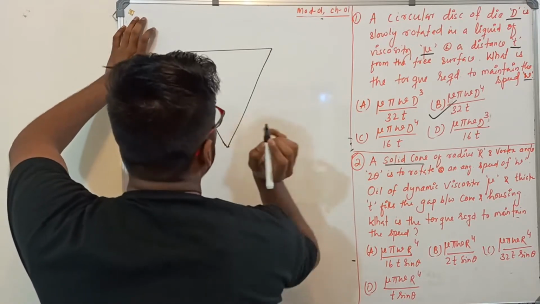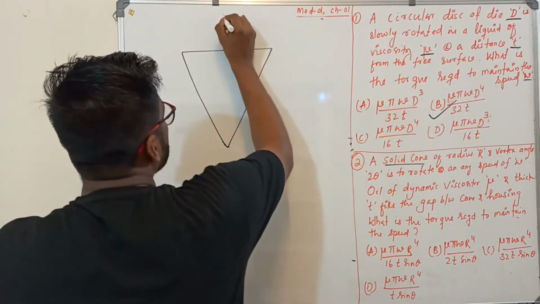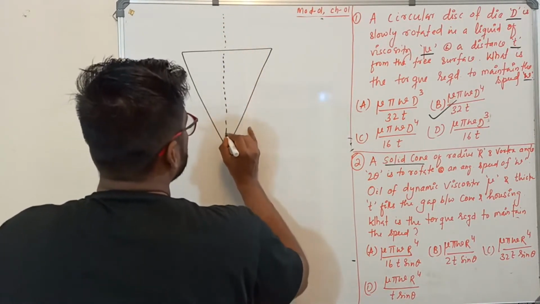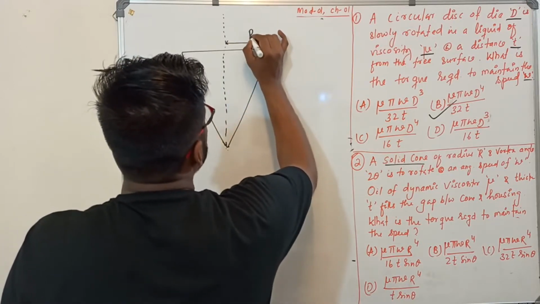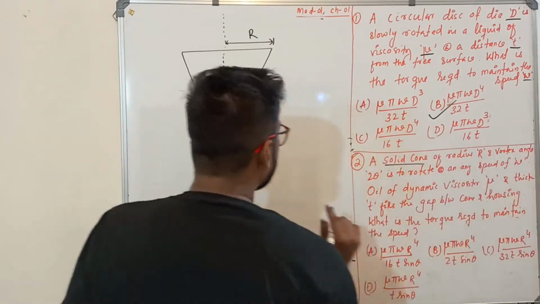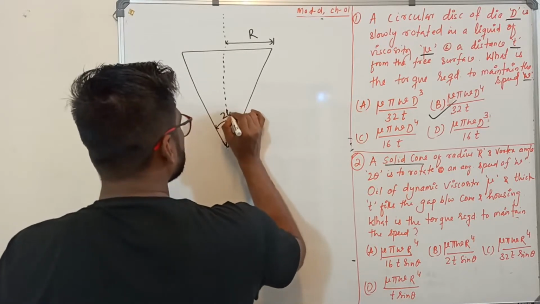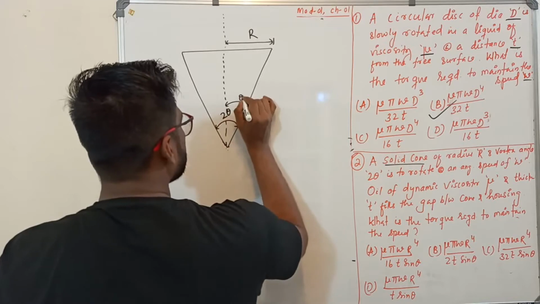So we have a solid cone of radius R. Whenever they talk about a solid cone and give a radius, that always means the base. So the base radius is capital R, and the vertex angle is 2 theta. Vertex angle means this whole angle is 2 theta, so this half angle is going to be theta.